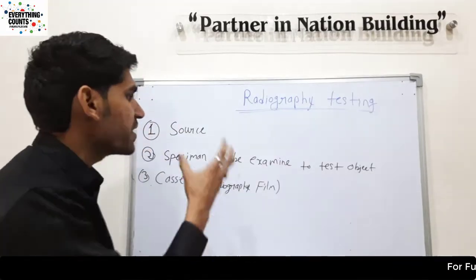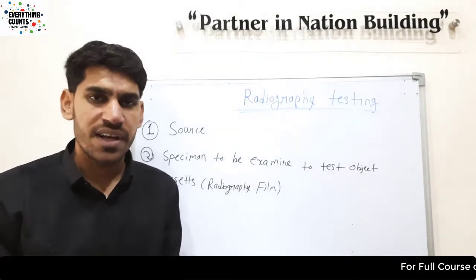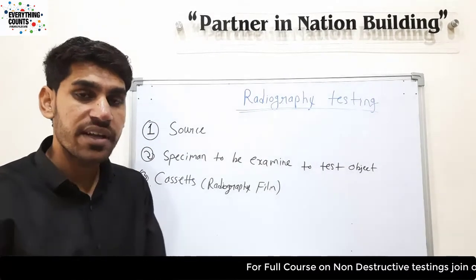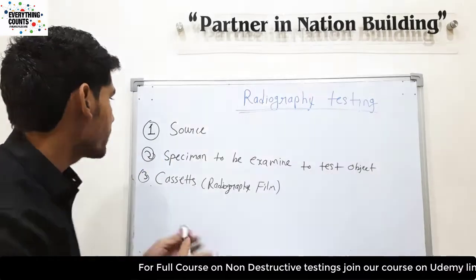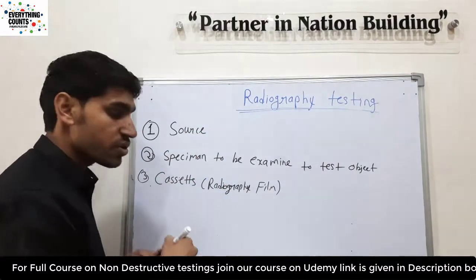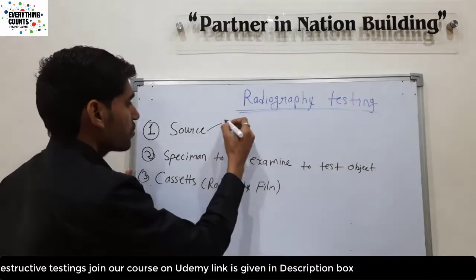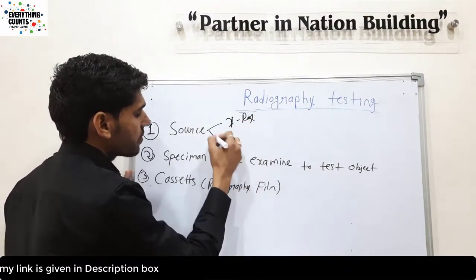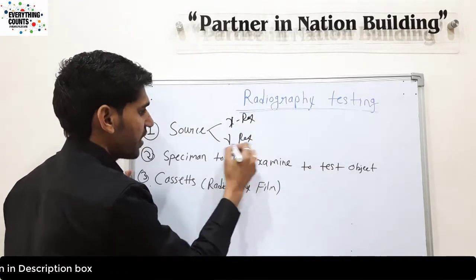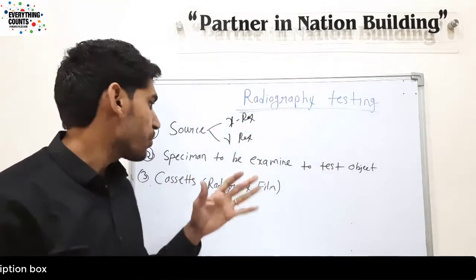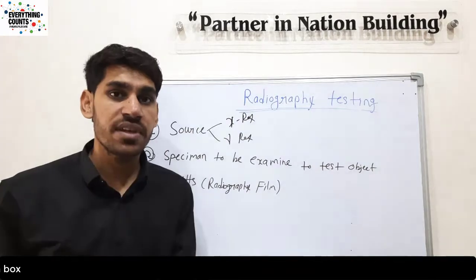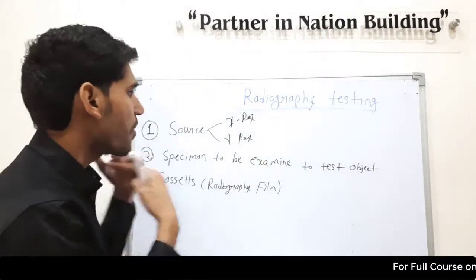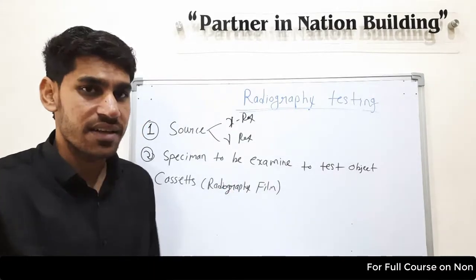Understand the basic mechanism of radiography testing. Let's talk about the principle. There are three things you need to conduct a radiography test. The first thing is the source. The source will emit X-rays or gamma rays. You can use either X-rays or gamma rays for radiography testing. Both have more or less similar properties, but the origin of gamma rays is totally different to X-rays.